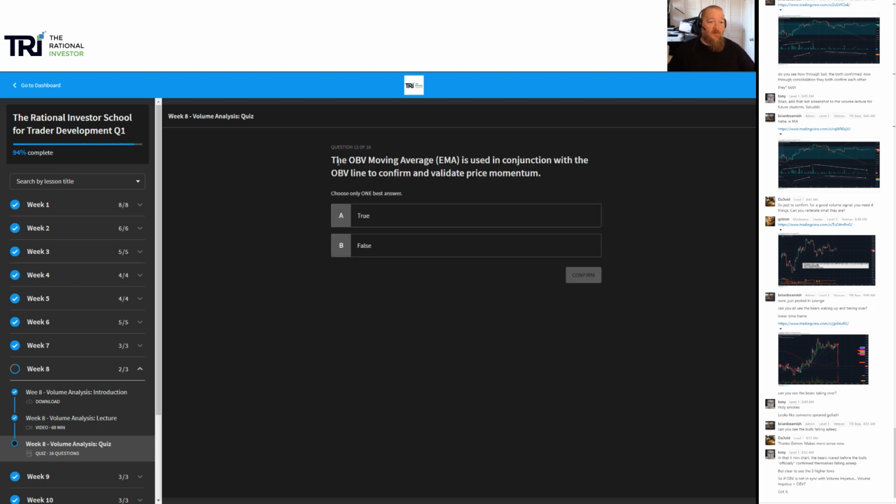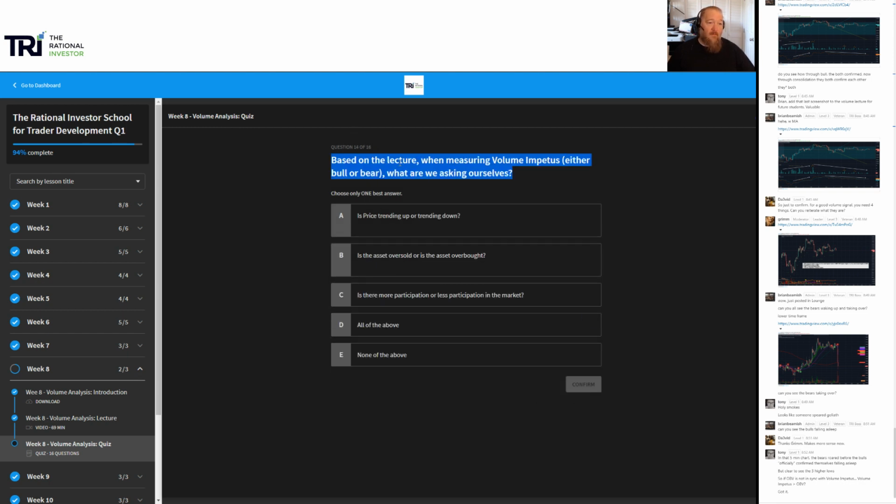And then the OBV moving average is used in conjunction with the OBV line to confirm and validate price momentum. And this is false, and it's false because we are not looking at price momentum, we are looking at volume momentum. All right, and based on the lecture, when measuring volume impetus, either bullish or bear, what are we asking ourselves? We're asking ourselves, is there more participation or less participation in the market by that particular camp, right?